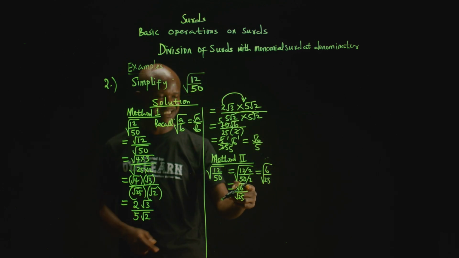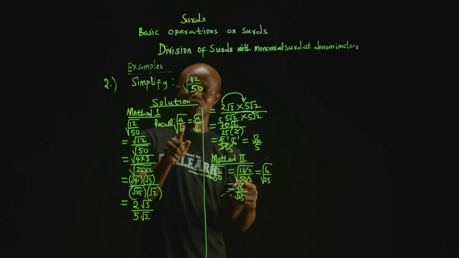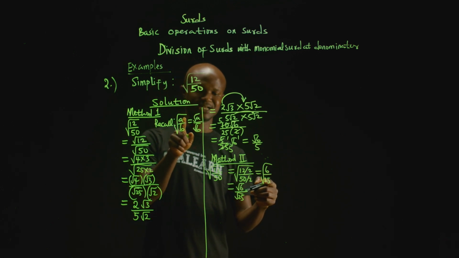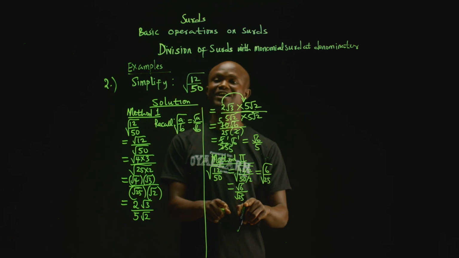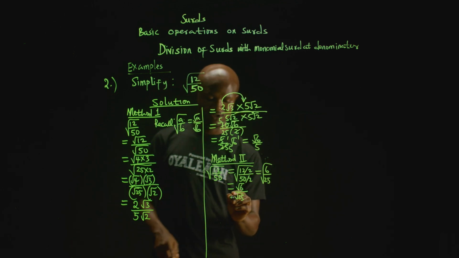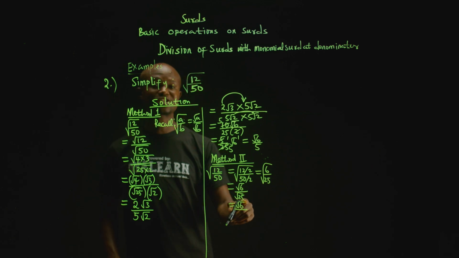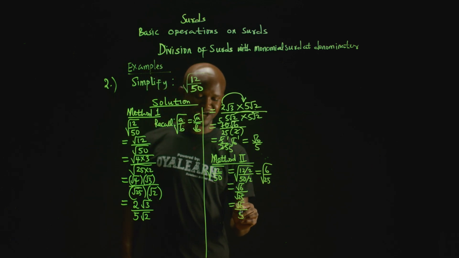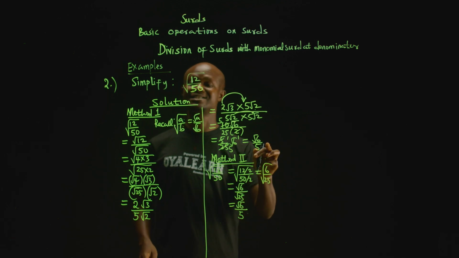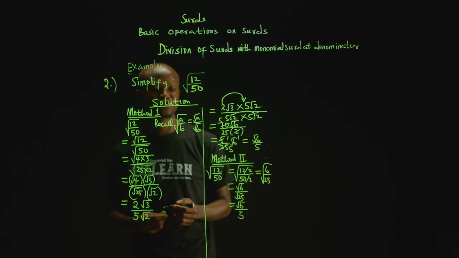Now from here, splitting it by the division law, this will give us root 6 divided by root 25. So what are we having? This is root 6 divided by, what is root 25? That is 5. You can see we are having the same answer. That is the solution to the problem.